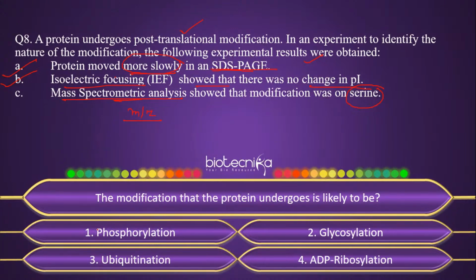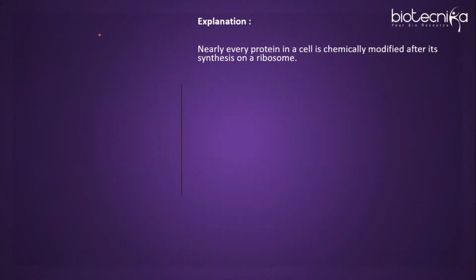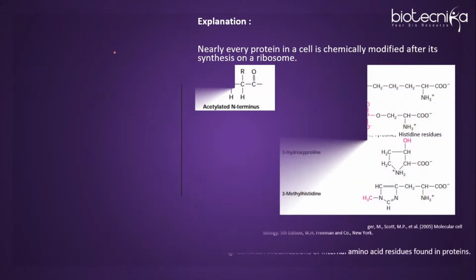So first of all, you should recall that if phosphorylation, glycosylation, or ubiquitination occurs, on which amino acid residue does it occur? And if modification takes place, does it cause any change in the PI? So for SDS-PAGE, you need to know the principle of this technique, isoelectric focusing, mass spectrometry, and most importantly, you should know about post-translational modifications.